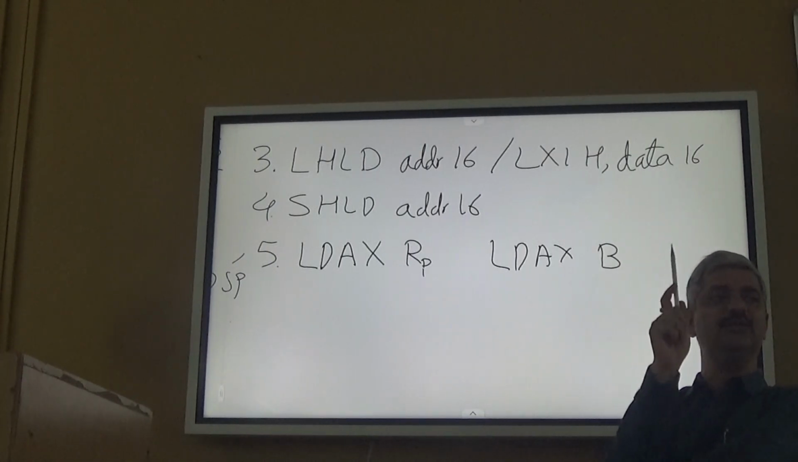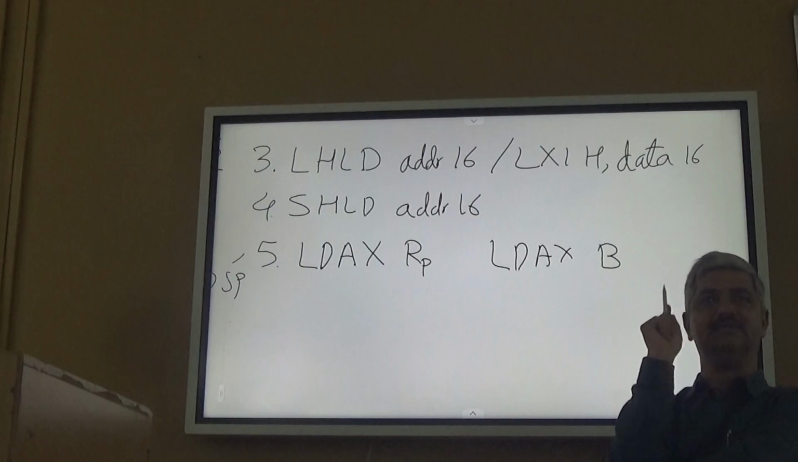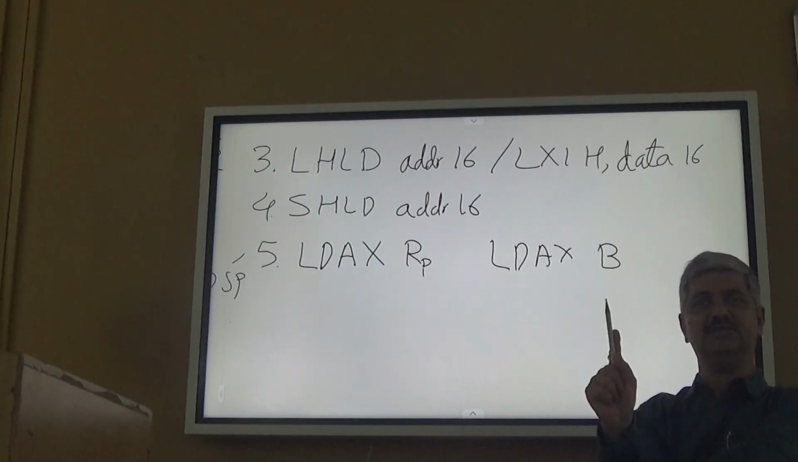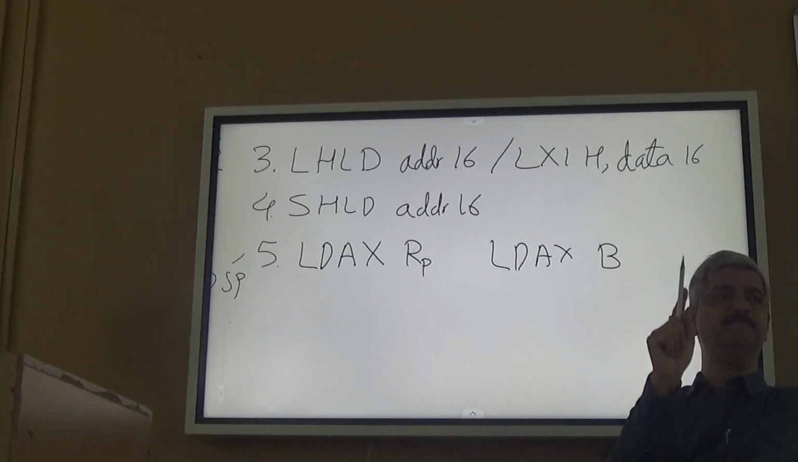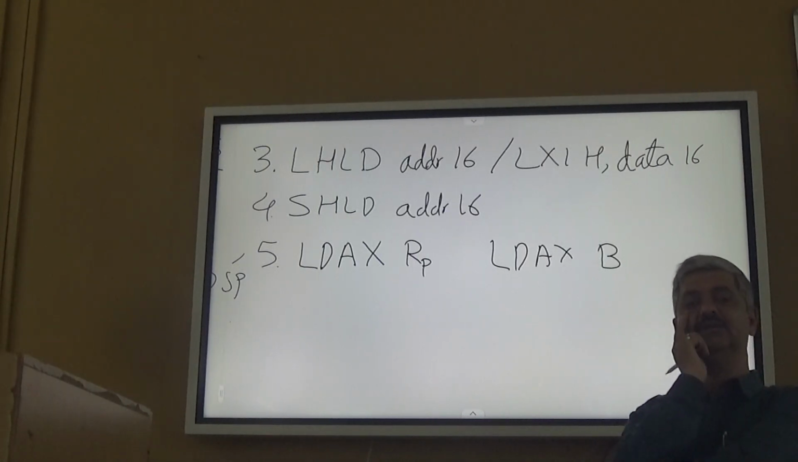LDAX B: load accumulator from the external memory location for which the BC pair acts as an address.